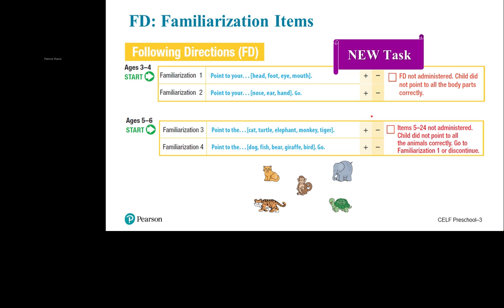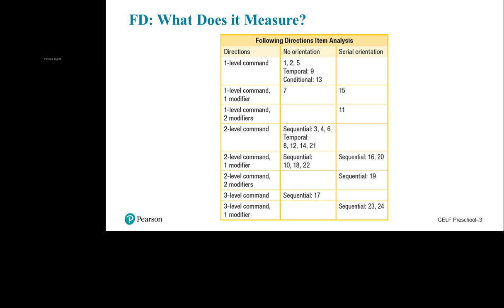Here is the new task for 3 and 4-year-olds, pointing to body parts. And 5 and 6-year-old children point to animals. If the child does not correctly point to all of the familiarization items, whether it be body parts or animals, do not administer the test items in following directions. These items are grouped by complexity of directions and type of command, so whether it's a temporal command, a conditional command, or sequential, and also if the direction includes serial orientation.